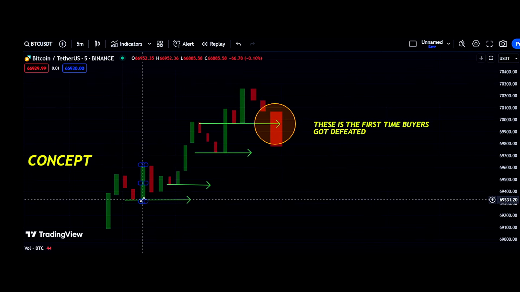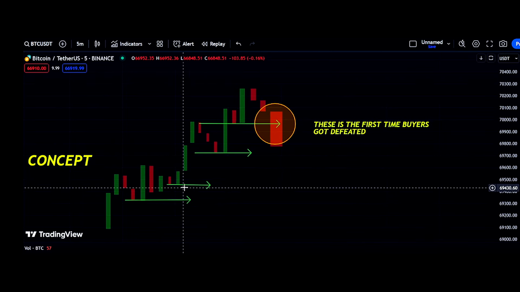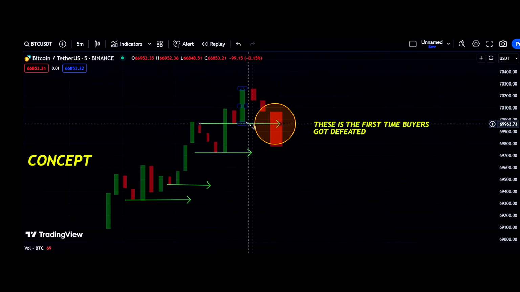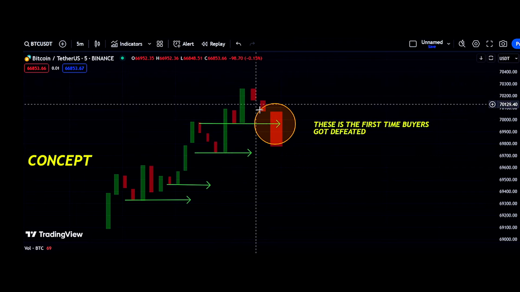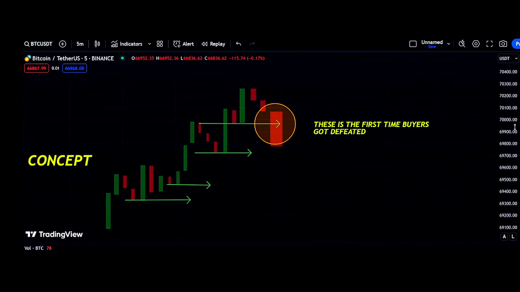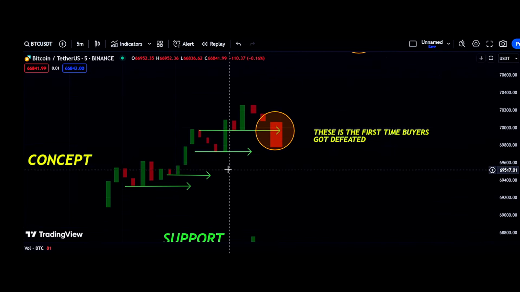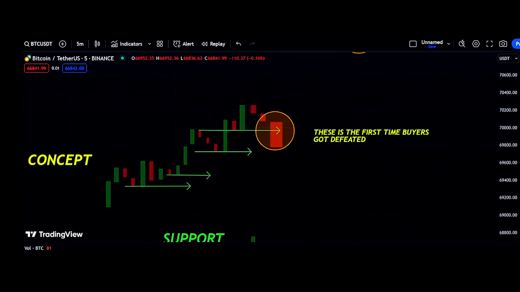If you see here, buyers were not defeated. If you see here, buyers were not defeated. In the third time, buyers not defeated. At the fourth time, buyers got defeated. So we need a point where buyers get defeated. So this will be the point where we will take our entry.